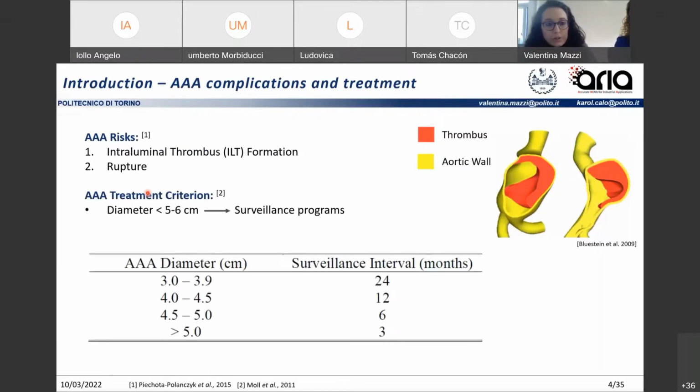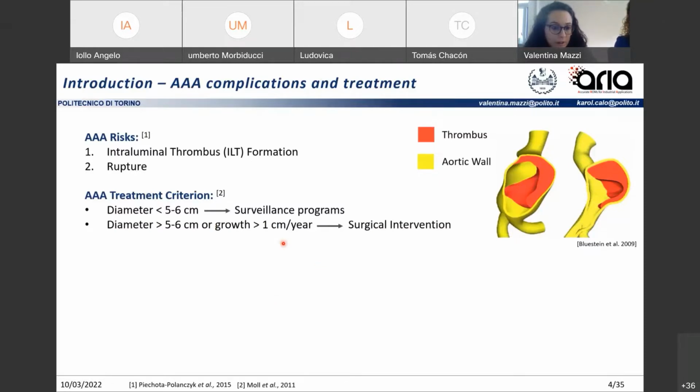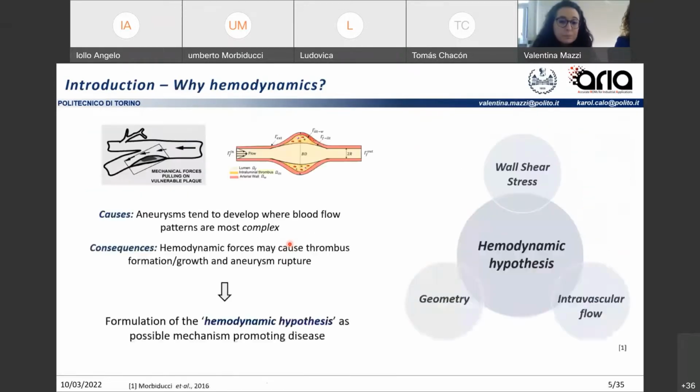The current clinical standards for the treatment of the abdominal aortic aneurysm are mainly based on the aneurysm size and also growth rate. In particular, according to the guidelines, surgical treatment is suggested for those aneurysms with a diameter greater than 5.5 centimeters or with a growth rate greater than 1 centimeter per year.